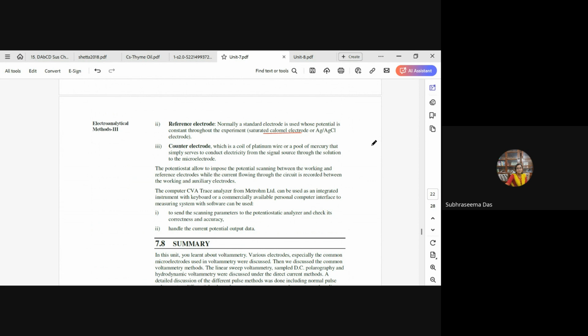Then there is also a counter electrode. It is a platinum coil or a mercury pool that simply serves to conduct electricity from the signal source through the solution to the microelectrode. The potentiostat allows imposing the potential scanning between the working and reference electrode, while the current flowing through the circuit is recorded between the working and the auxiliary electrodes.